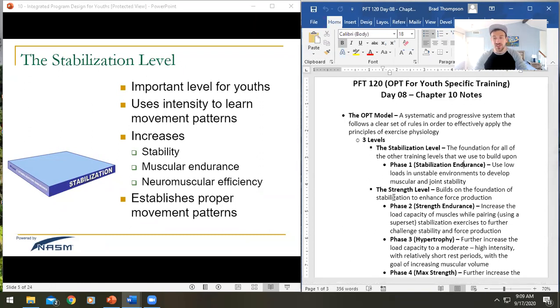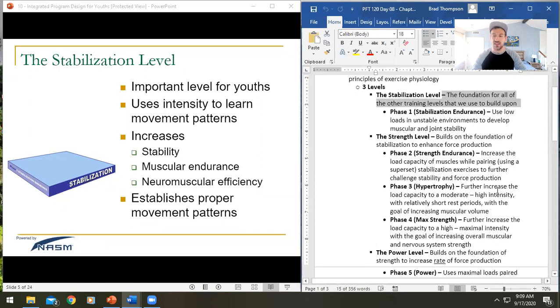So the stabilization level is the foundation for all other training levels, and we use it to build upon. It's a level that consists of only one phase, but it's very important for youths, and really important for everybody. It's going to use lower intensities so your clients can learn specific movement patterns. At low intensities and slow durations, it gives your brain plenty of opportunity to learn how to move the way that you want to teach it how to move.